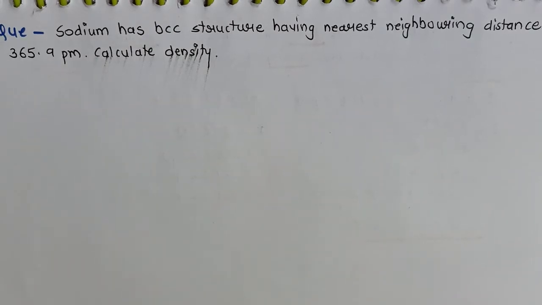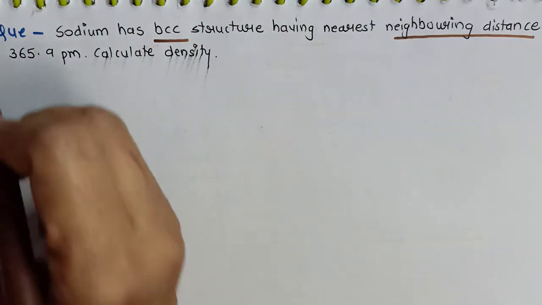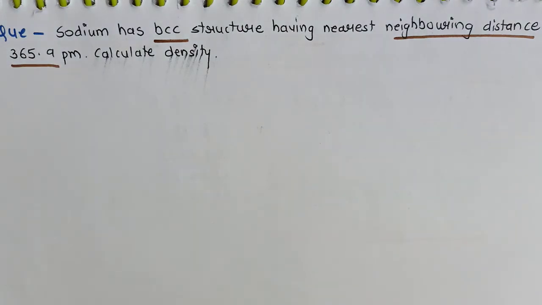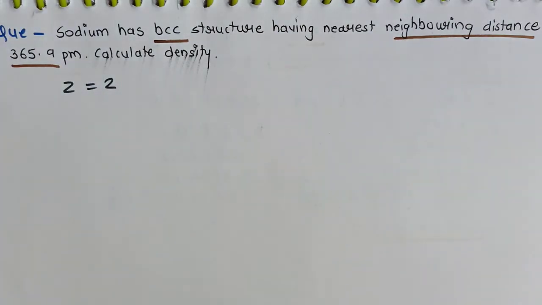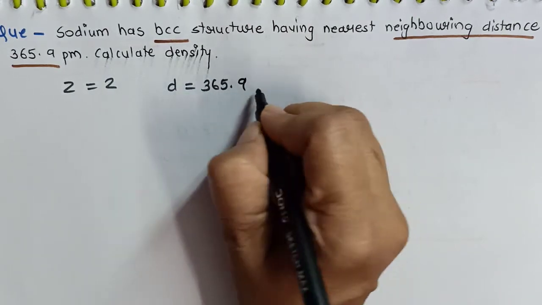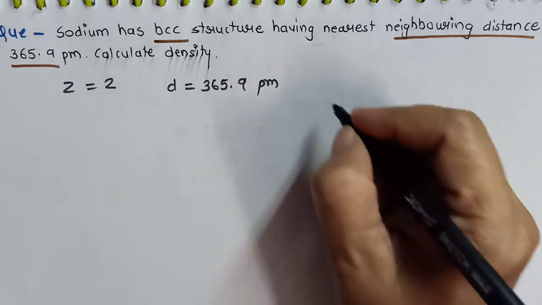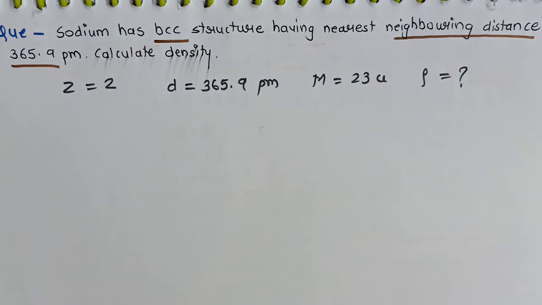Moving on to the next numerical. In this numerical, we are considering a BCC structure. Now here neither edge length nor the radius is given. Instead, the neighboring distance is given, which is 365.9 picometer, and we are supposed to calculate the density. So since it is a BCC unit, Z will be equal to 2. The distance between two particles is given, 365.9 picometer, and for sodium, we know the molar mass is 23 U. We are supposed to calculate the density.